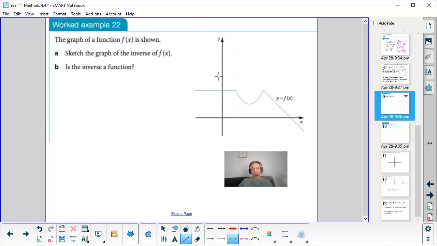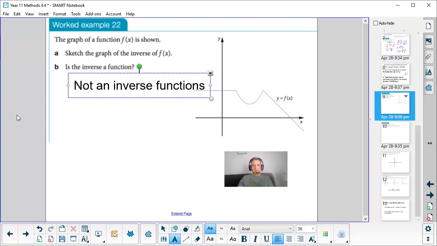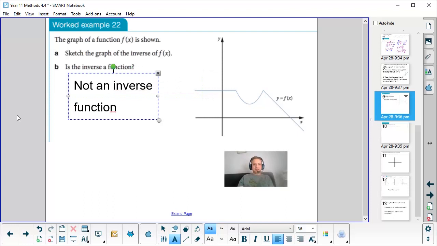What you'll note is that this is a function because anytime I draw the dotted lines through this graph, it only ever hits it once. But what you should note is there is a point here where if I draw a horizontal line through my graph, it contacts the graph more than once. It contacts it 3 times, which means it's not a one-to-one correspondence. And because it's not one-to-one, it's not going to have an inverse function. So let's just flat out say right now, it's not an inverse function. We shouldn't have to worry about that.